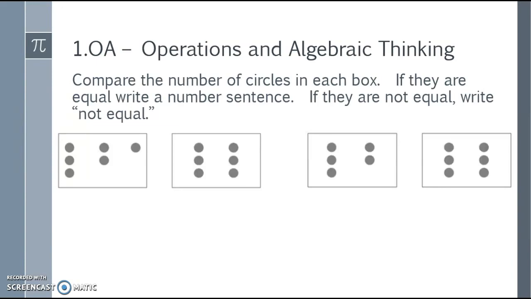Let's compare the number of circles in each box. If they are equal, write a number sentence. If they are not equal, write not equal. So the first set of boxes I see I have 3 plus 2 plus 1, and the second box I have 3 plus 3. If I were to count them individually, I have got 1, 2, 3, 4, 5, 6 in the first box. And on the second box, I have 1, 2, 3, 4, 5, 6. So I see that they are indeed equal to one another.